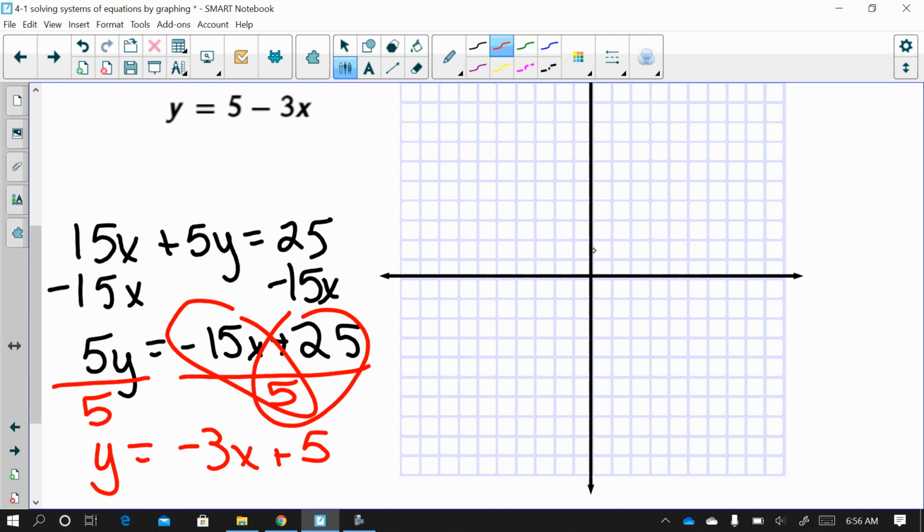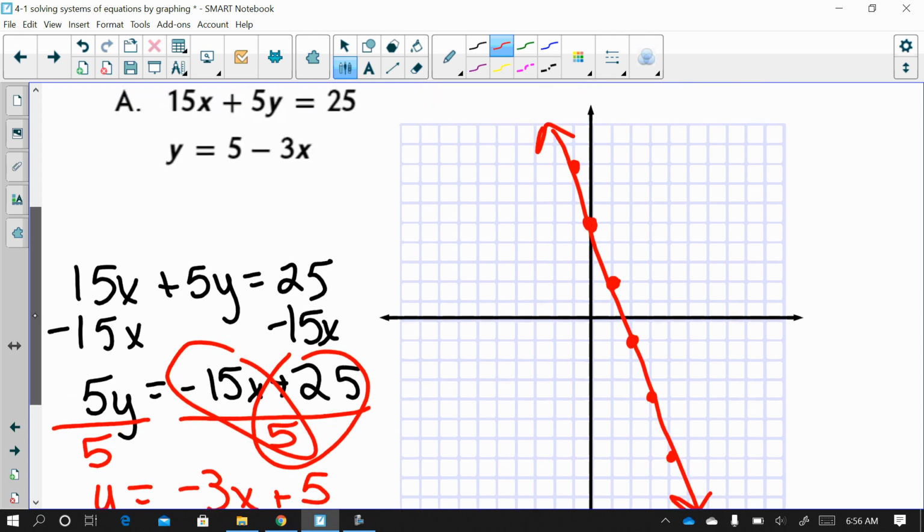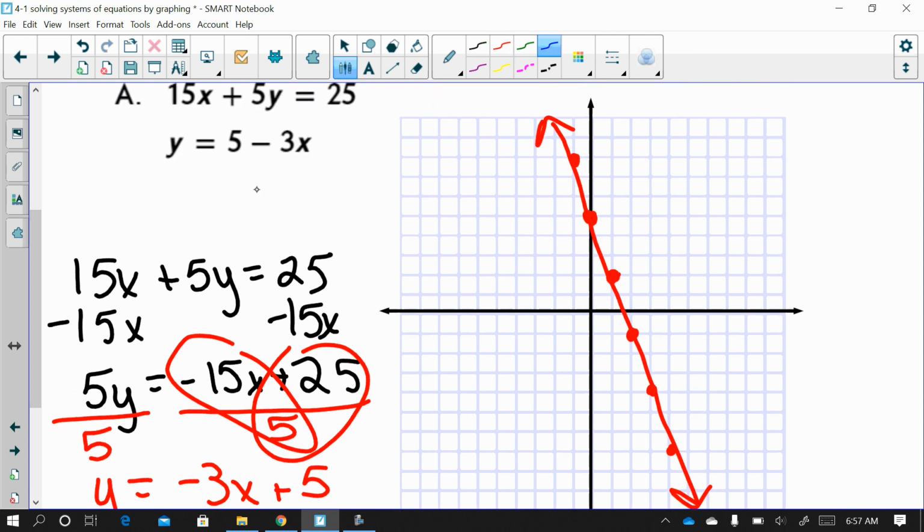Okay, so plus 5, 1, 2, 3, 4, 5. Negative 3 tells me to go down 3, right 1. Down 3, right 1. Okay, or you can go up 3, left 1. Okay, here's my graph. Okay, let's look at our second problem. Okay, I don't like this one either. I like it mx plus b. They have the b term first. Okay, so let's just rewrite it. So negative 3x plus 5.